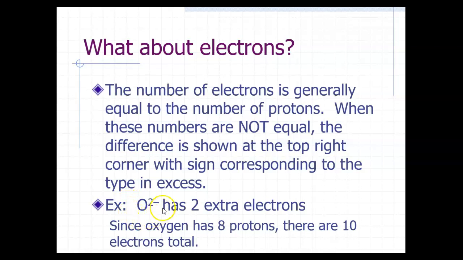Oxygen is element 8. You'll notice there isn't an 8 down there because, like I said, if it's oxygen, the atomic number must be 8. Therefore, it has 8 protons. If it has a charge of -2, that means it has 2 extra electrons. Therefore, there need to be 10 total electrons in that atom.